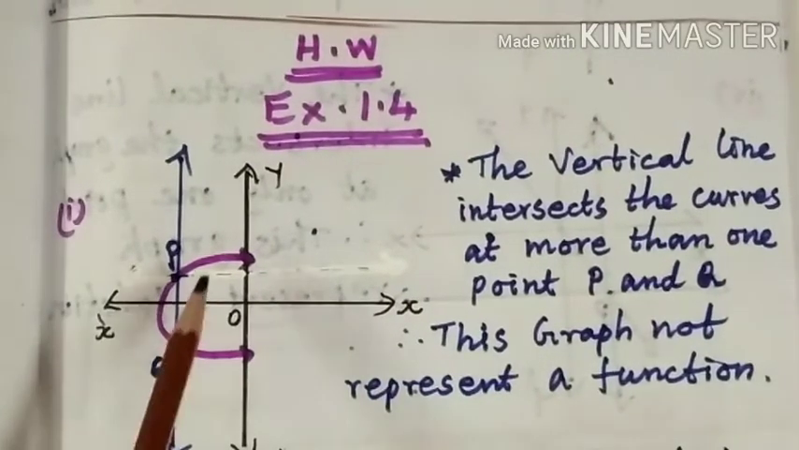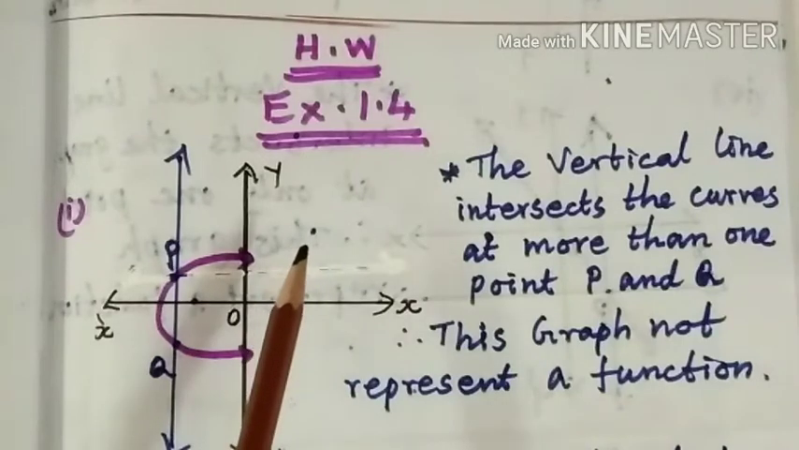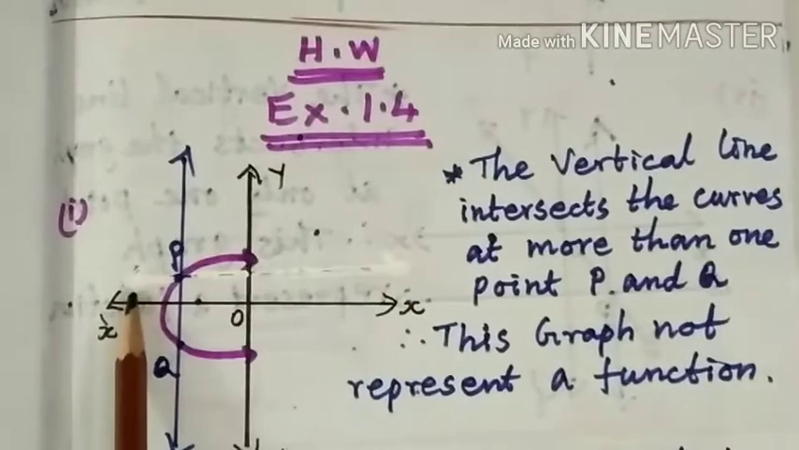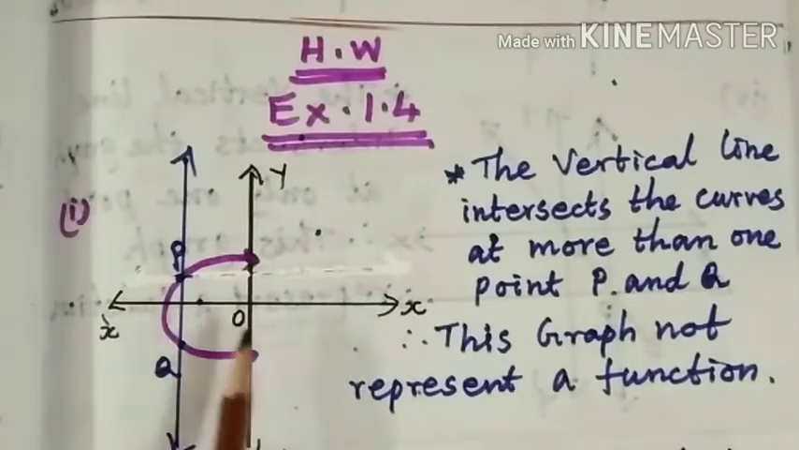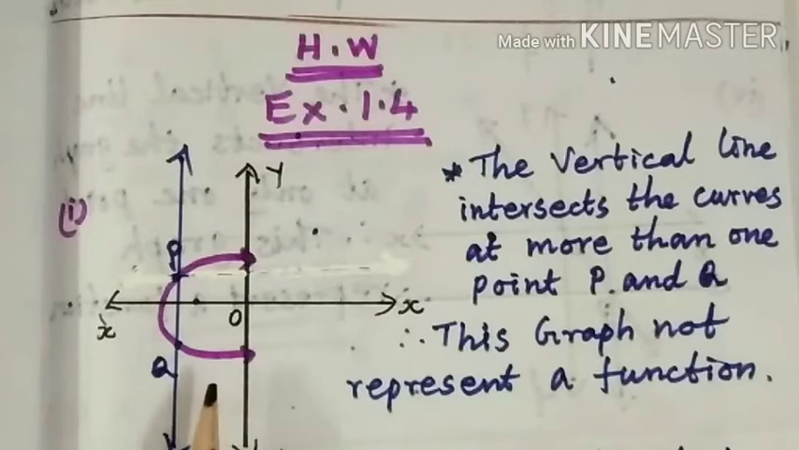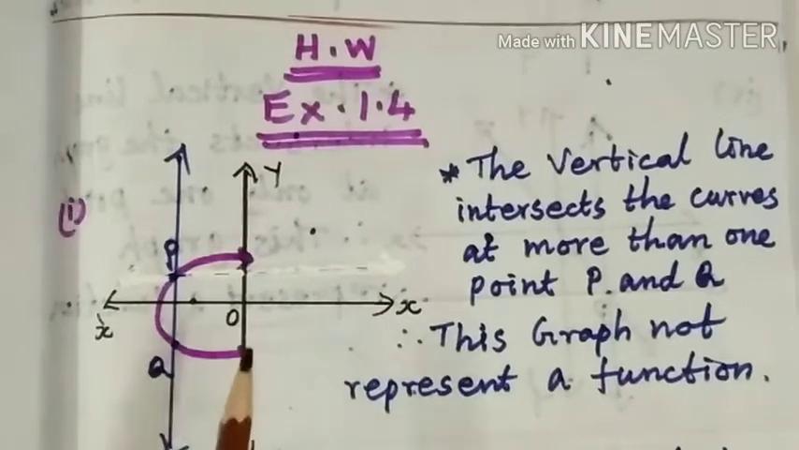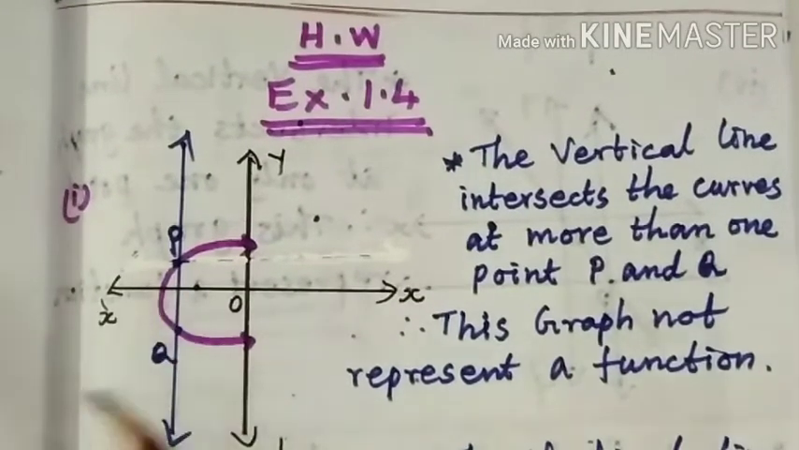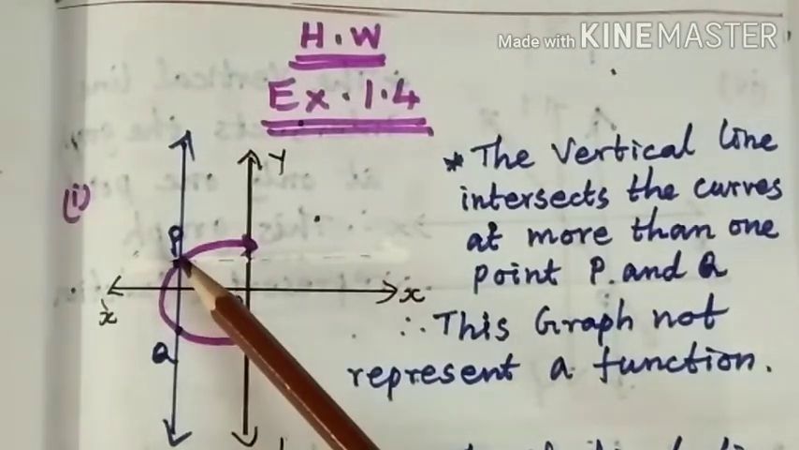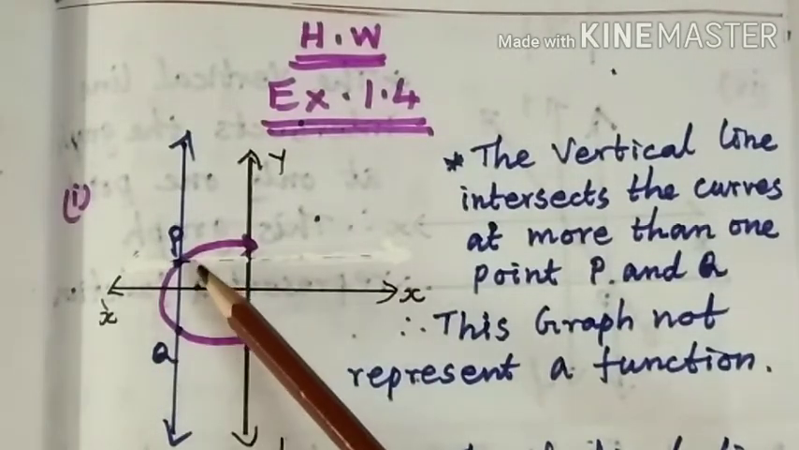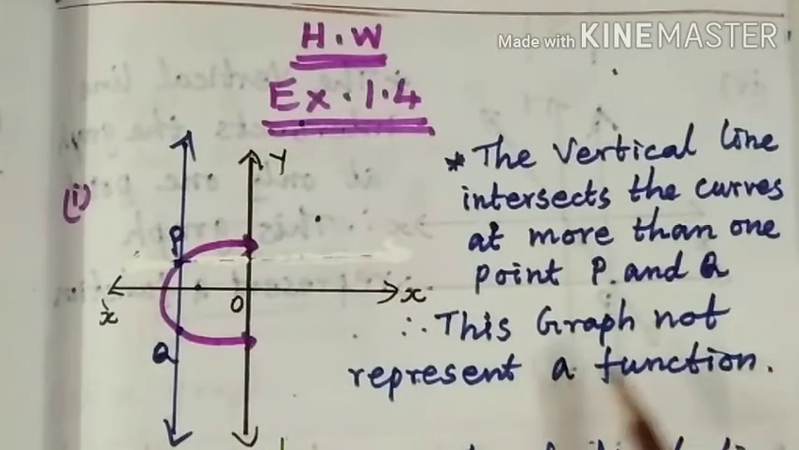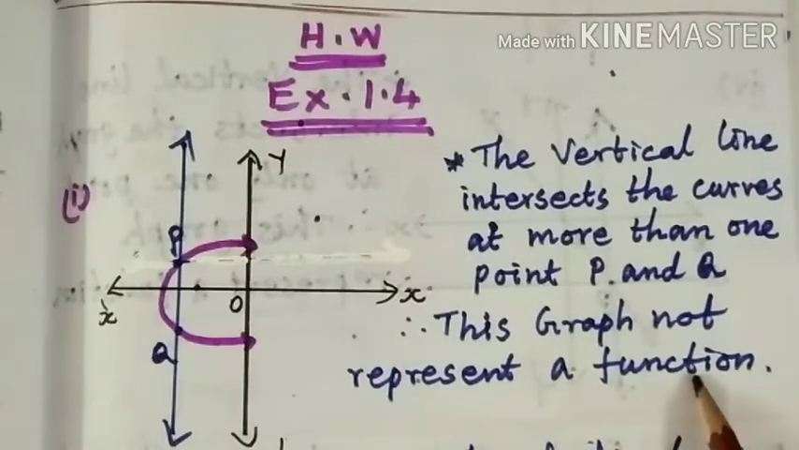Now we see the homework sums which were given in the previous classes. Exercise 1.4, first sum. What is the question? Find whether this graph is a function or not. Then we use the vertical line test. See, this vertical line cuts the graph at 2 points, that is more than 1 point. Therefore, it is not a function. This graph does not represent a function.